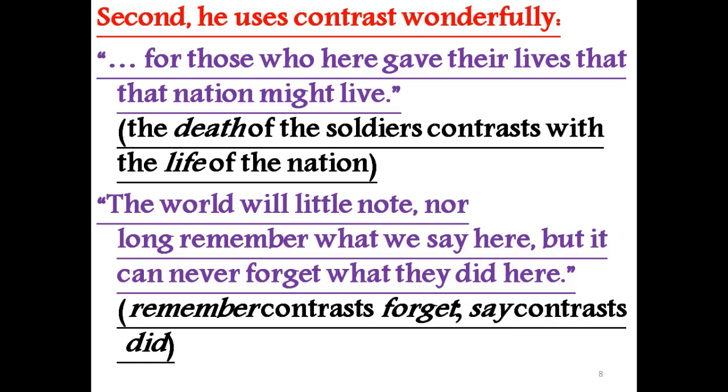Next example: the world will little note, nor long remember what we say here, but it can never forget what they did here. Again here, remember contrasts with forget, and say contrasts with did. So he used these parallel ideas which attract and fascinate the audience's minds. A rhetorical device which he skillfully used.